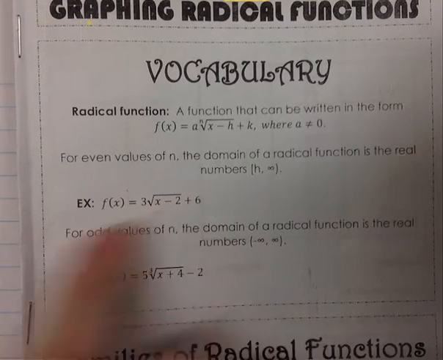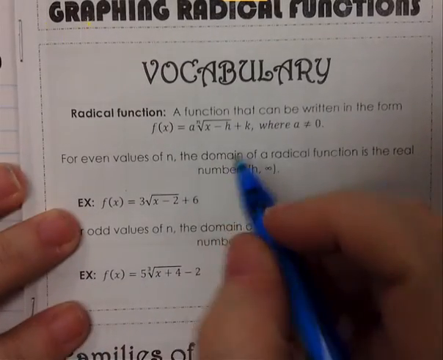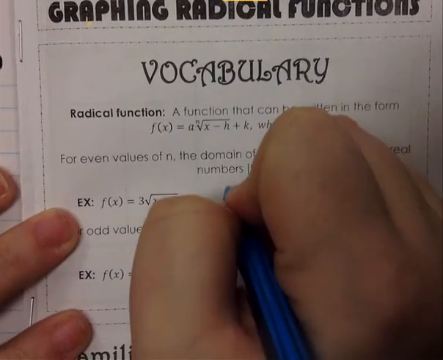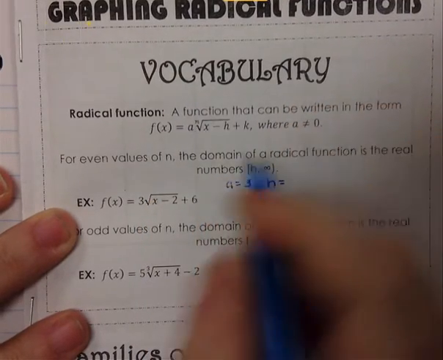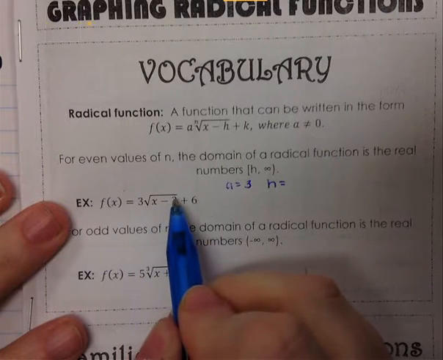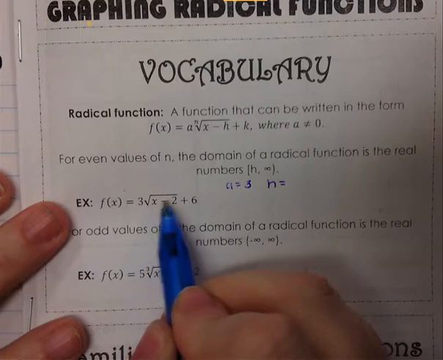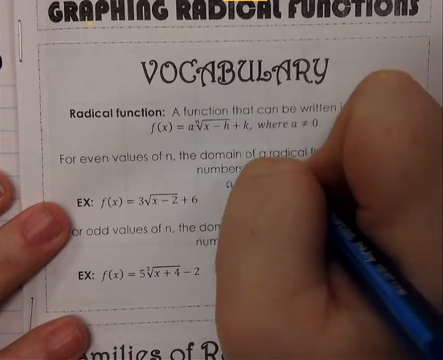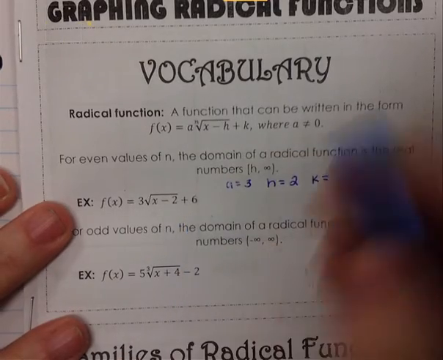So we still focus on our a, h, and k. On this problem right here, our a value is equal to 3. For our h value, again, we want to figure out what value would make this 0. So 2 minus 2 is what gives us 0. So our h value is actually a positive 2. And our k value is equal to that positive 6.